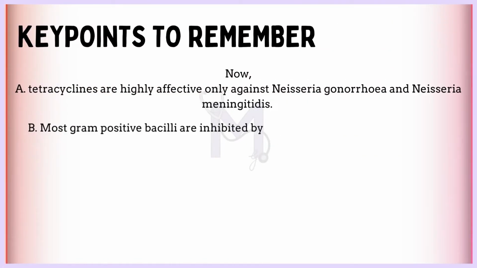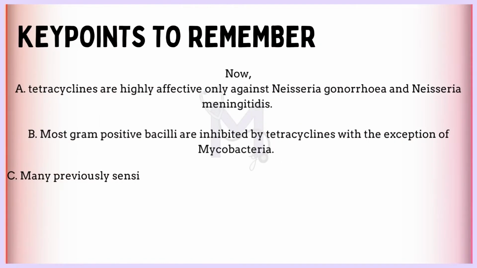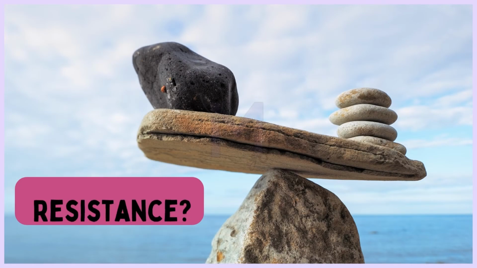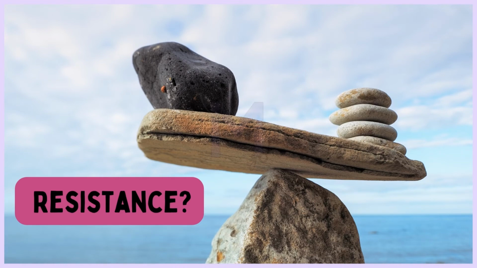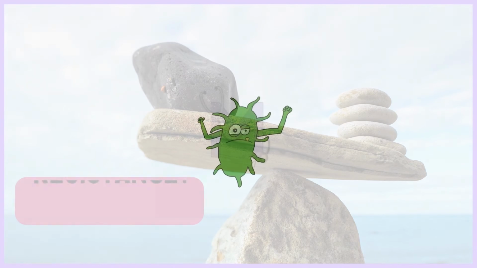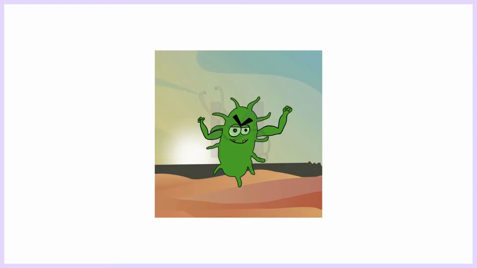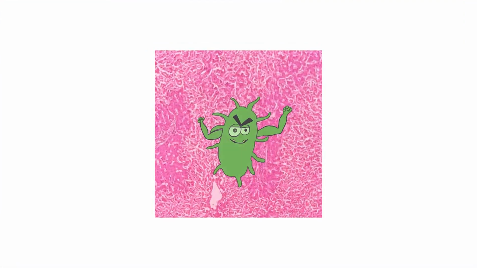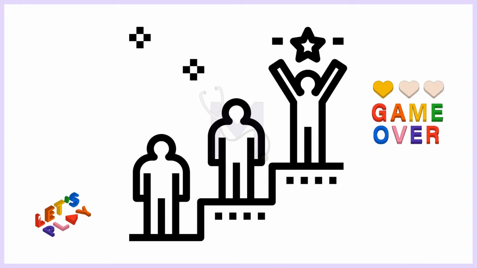Most gram-positive bacilli are inhibited by tetracyclines with the exception of mycobacteria. Many previously sensitive gram-negative bacilli like V. cholerae are no longer sensitive. But what is resistance? Resistance, as we know, is the ability of the microorganism to adapt to the action of the drug. The resistance to tetracyclines develops in a graded manner, that is, slowly increases in levels.